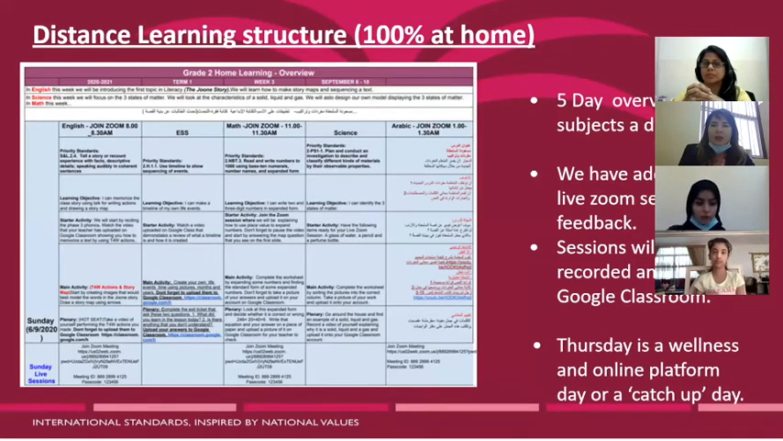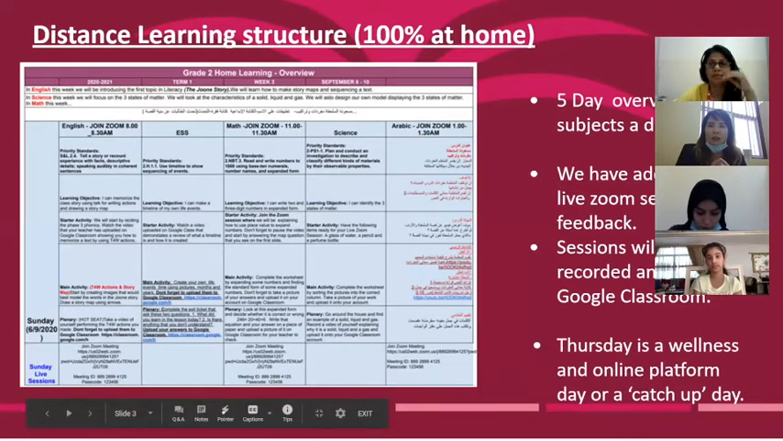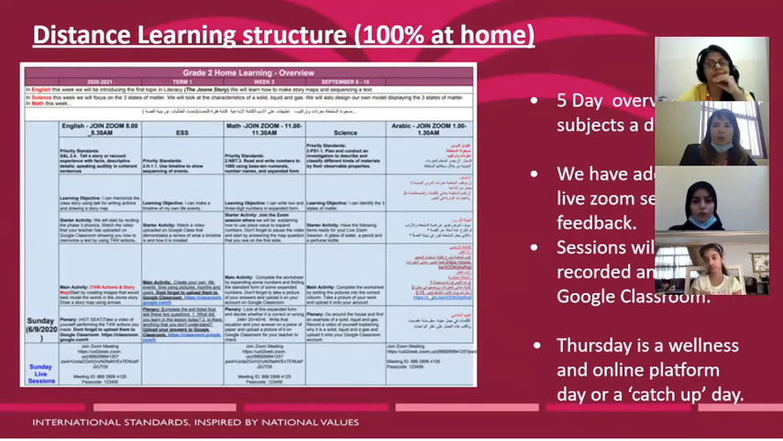And then Thursday, like the students who are on the hybrid model, we have a homeroom time Zoom session. That homeroom time session is for the whole class to come together. And then we also have some wellness activities and online platform day. So that's an example of 100% at home. That's a 5-day plan, and that's an example from 1 day.